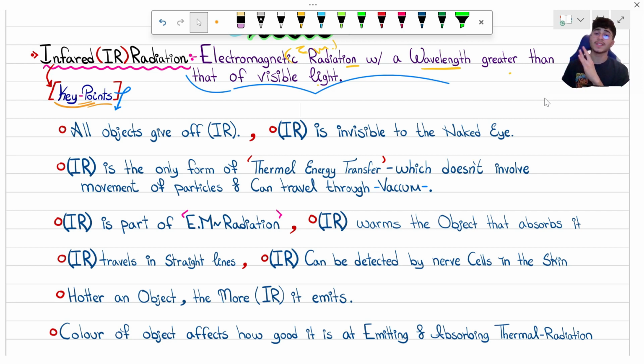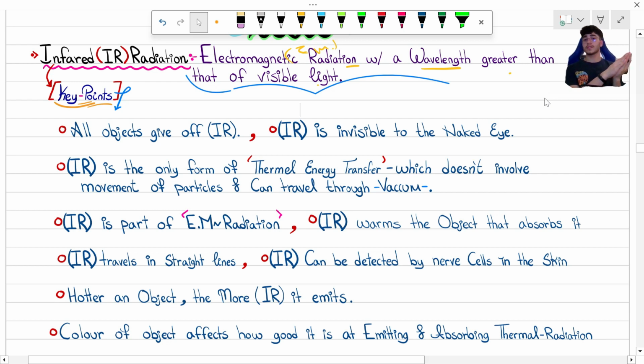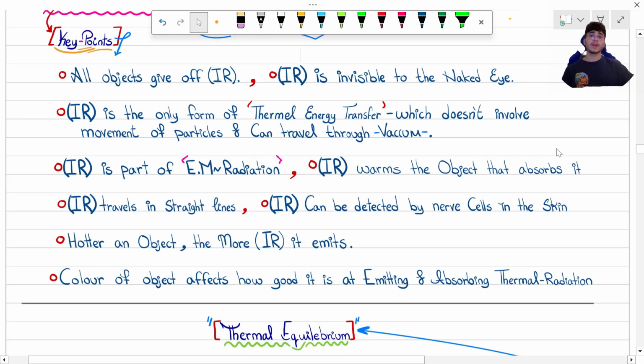That's number one. Number two, it does not involve movement of particles. It just travels as waves. There is no movement of particles. Of course, waves do have photons, but it doesn't involve movement of particles to transfer energy. It's part of the electromagnetic spectrum or EM radiation.